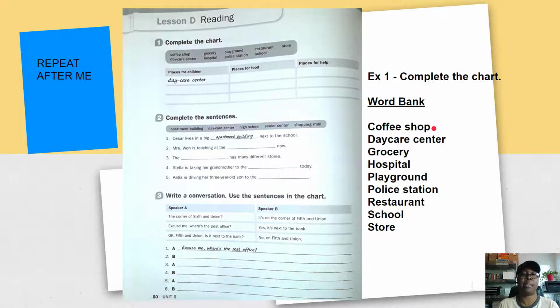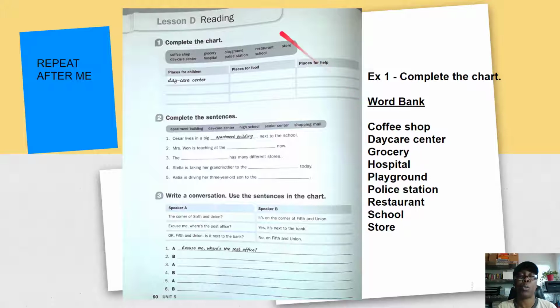So what are these places? Please repeat after me. Coffee shop. Daycare center. Grocery. This should probably have said grocery store. Grocery store.